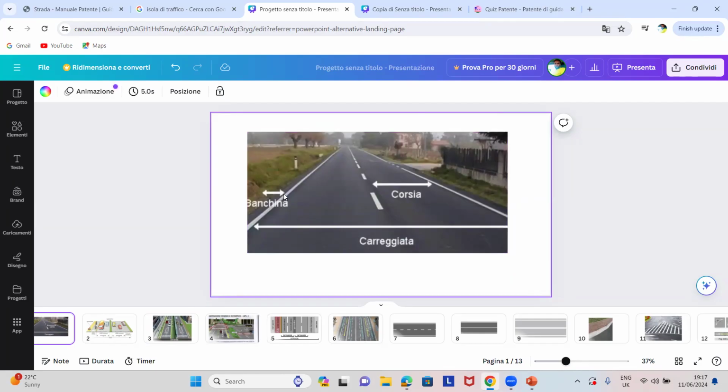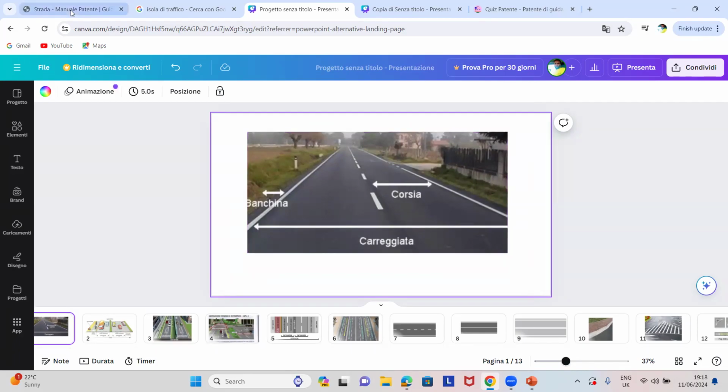Now, what is banchina? Banchina is everything that is found outside the carreggiata. Outside here is called the banchina. Now, inside the carreggiata, we have what they call corsia. What is corsia? Corsia means lane in English. L-A-N-E. Inside this corsia, cars drive.